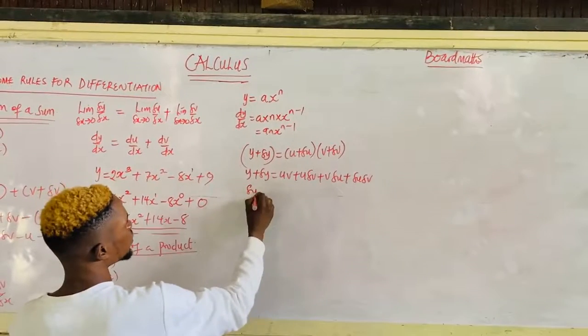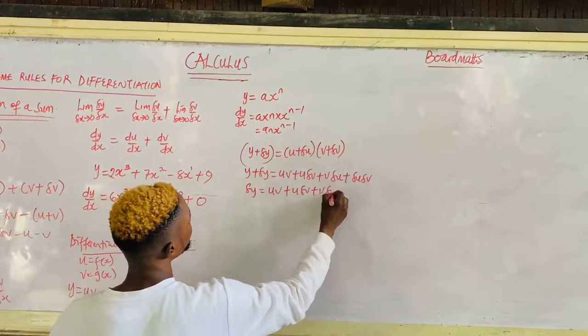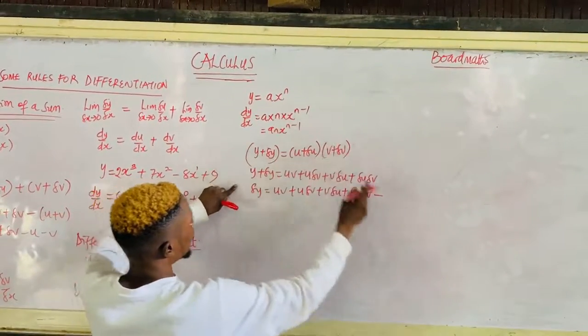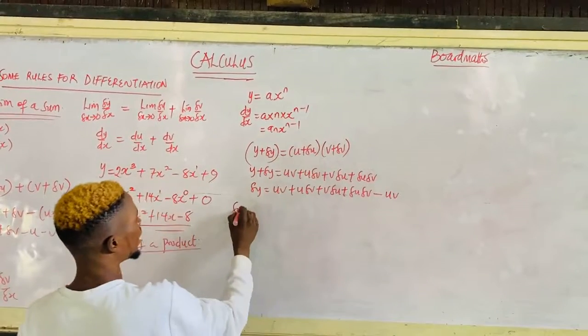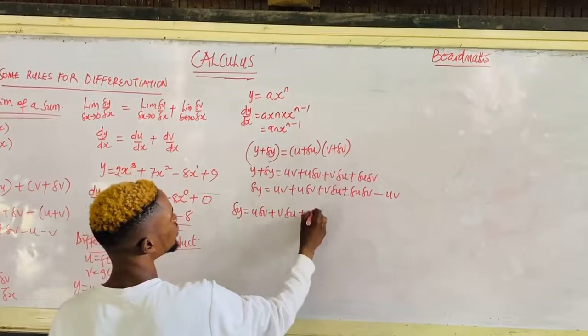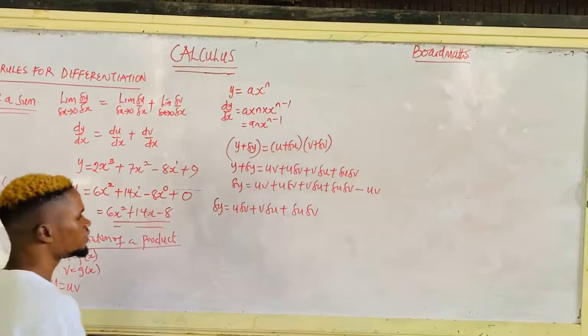So del y is equal to uv plus u del v plus v del u plus del u del v minus y. So that's minus uv. This cancels out. So that gives del y is equal to u del v plus v del u plus del u del v. Now the next thing to do is divide all through by del x.